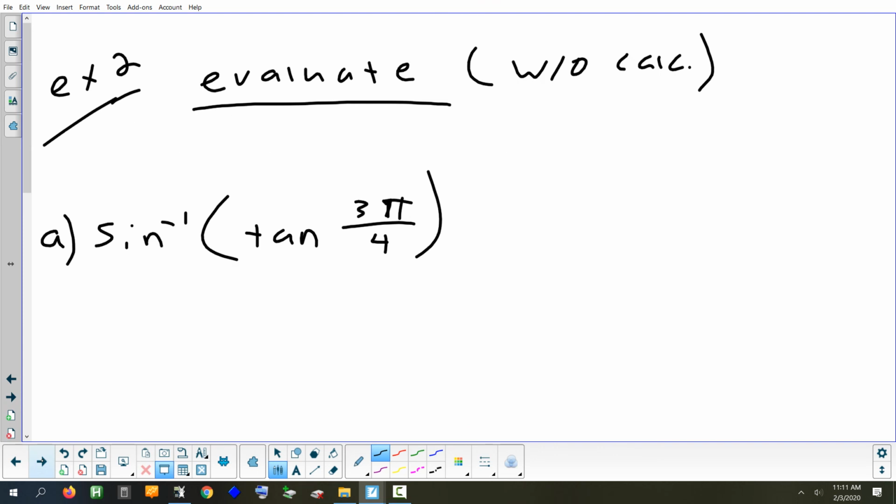Let's try this one. The difference here is this says evaluate. Evaluate means when you're done, the answer is a number, like 5.